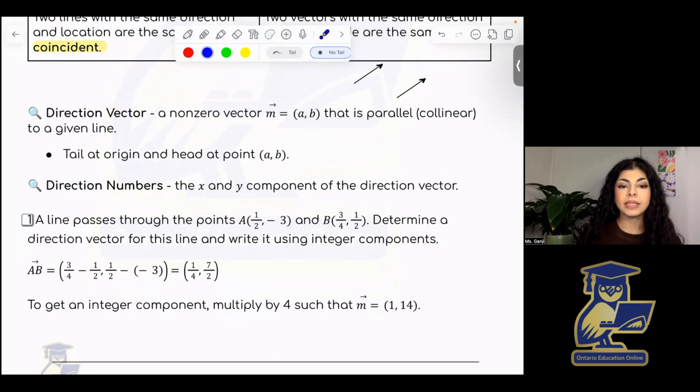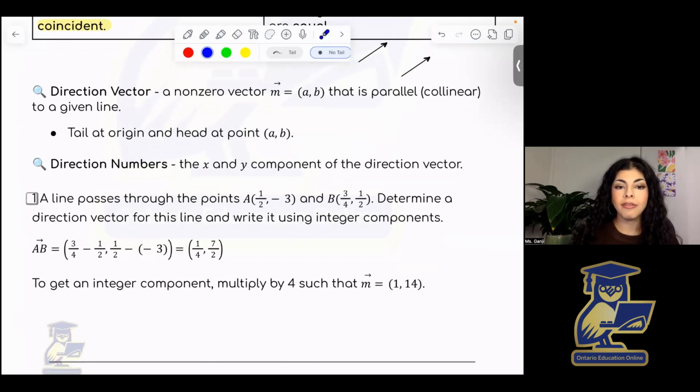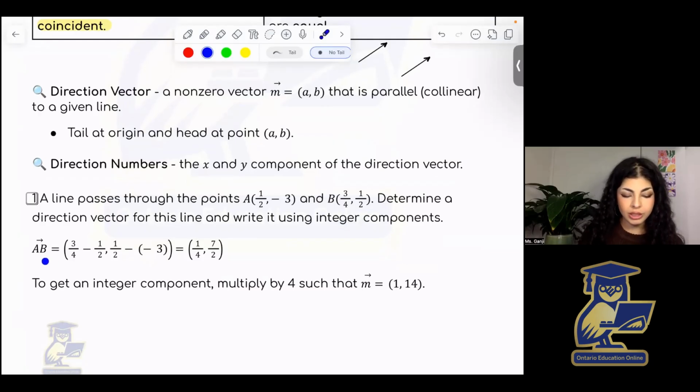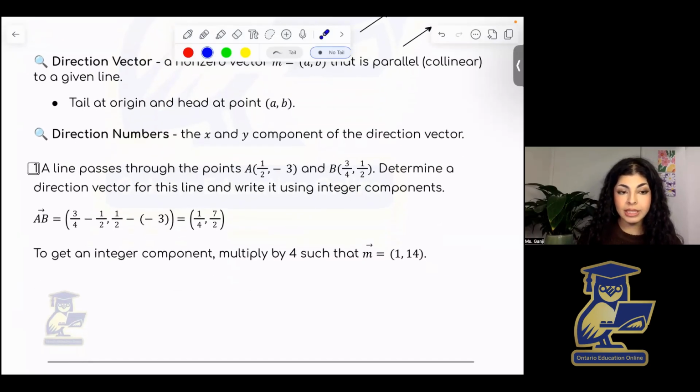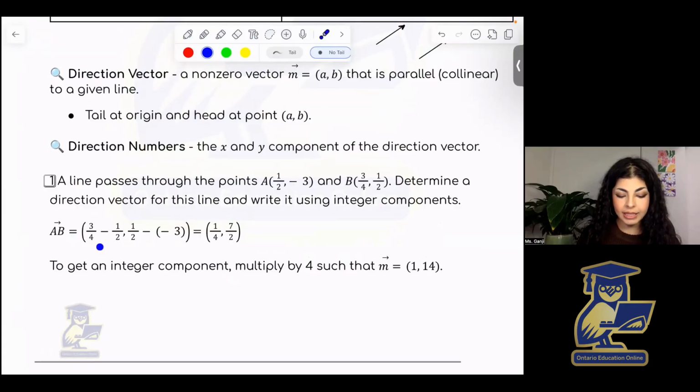We have a line that passes through the point A, which is 1/2 and -3, and point B, which is 3/4 and 1/2. Determine the direction vector for this line and write it using integer components. This part is just a review from vectors. Given two points, the vector that connects them is given by the difference of the x components and the difference of the y components. So 3/4 minus 1/2, and then 1/2 minus -3, which gives us 1/4 and 7/2.